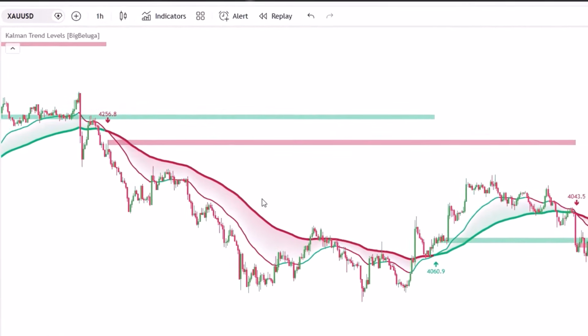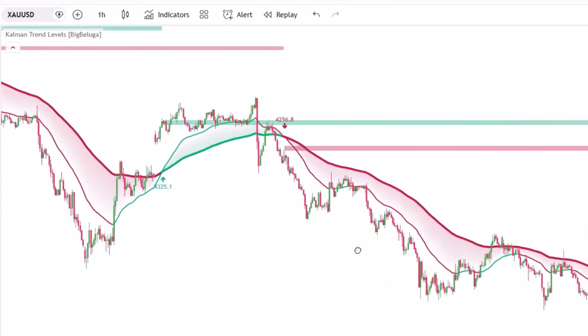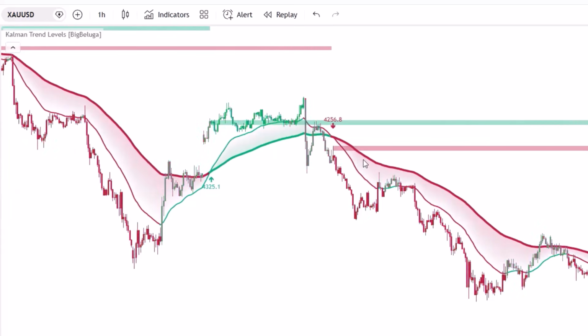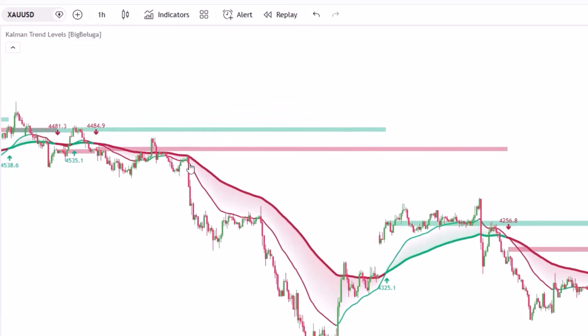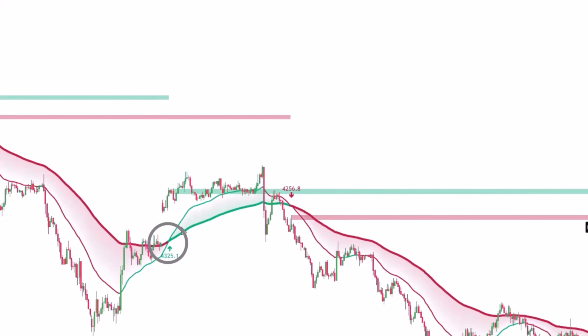The fast Kalman reacts quickly to price changes, making it more sensitive to short-term market movements. The slow Kalman responds more gradually, helping us identify the overall direction of the trend while filtering out much of the market noise. As these two lines interact, the indicator automatically creates dynamic trend levels.